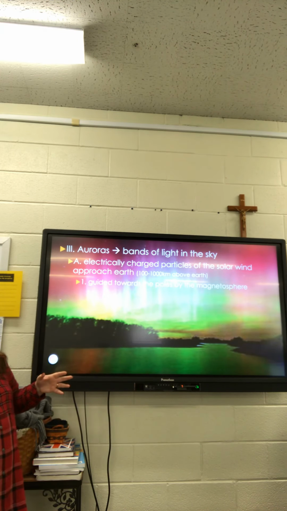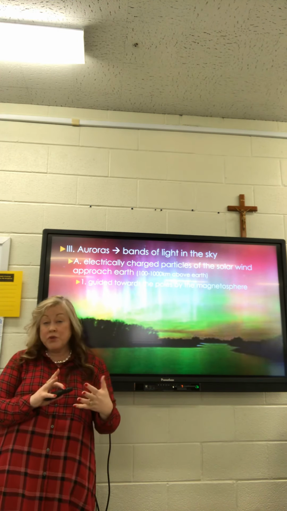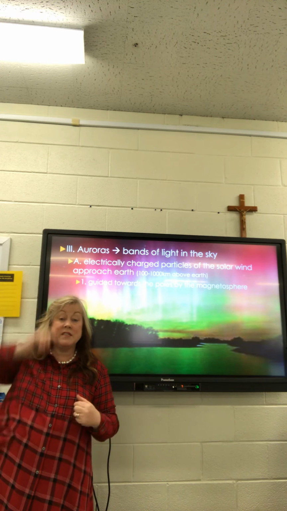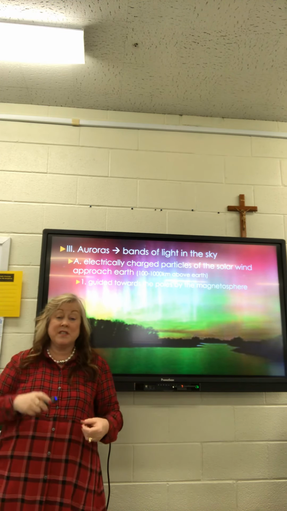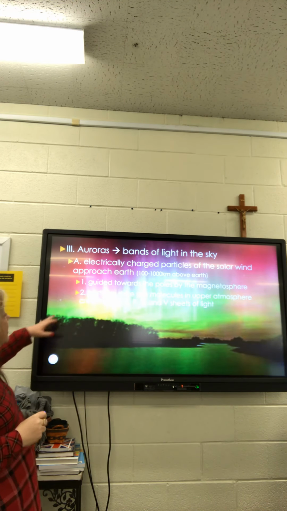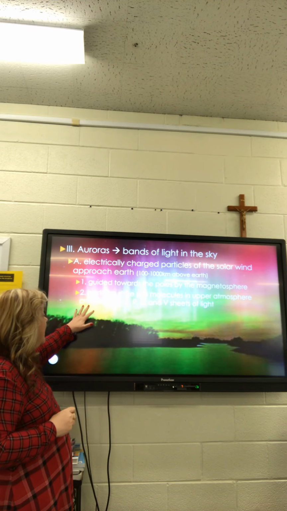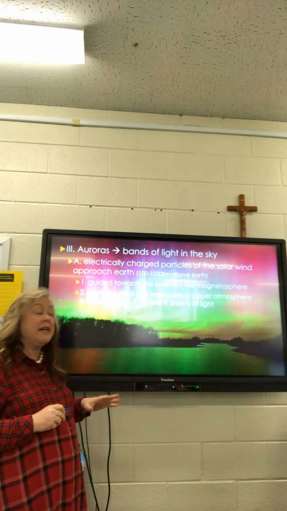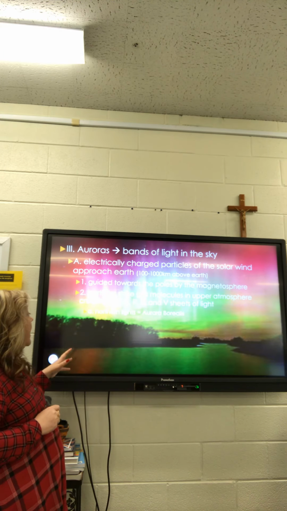Now, normally these auroras are going to be seen more towards the north and south poles because that's where the Earth's magnetic field is the strongest. That's where the force is the strongest pulling these particles in. The particles strike the gas molecules in the atmosphere and they do produce the greens, the reds, the blue, the violet sheets of light.